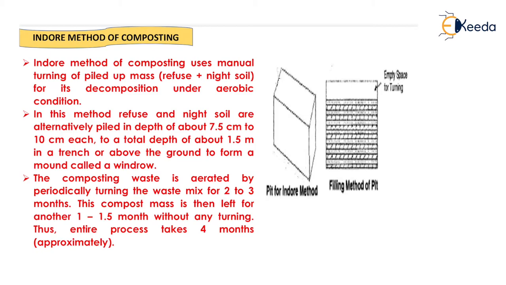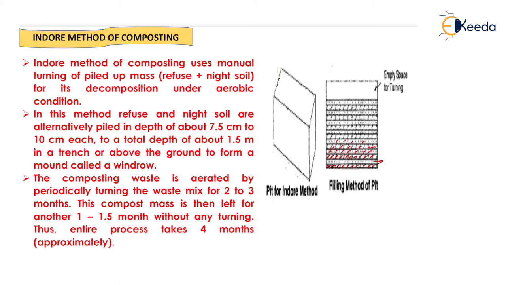Now, in Indore method of composting, we will fill the trench by alternate layers of refuse and night soil. In one layer refuse will be kept and in another layer the night soil, that is the human waste, human excreta or human solid waste. Clear? Now in another layer refuse will be there and above that night soil will be there. Similarly, another layer refuse will be there and night soil will be there.